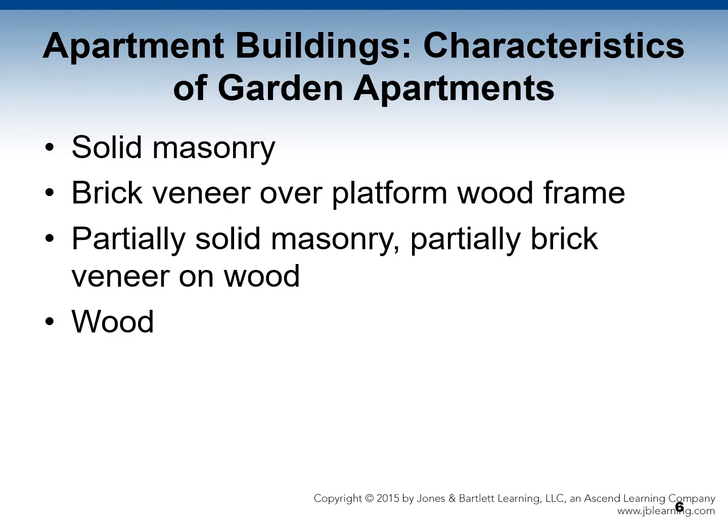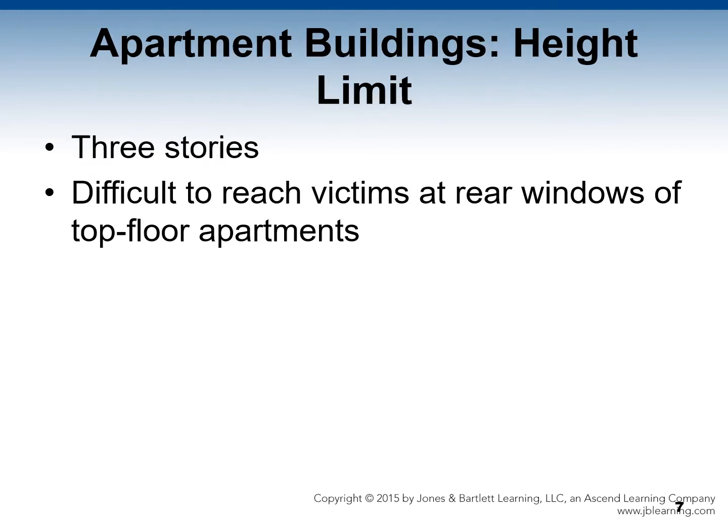Some characteristics of garden apartments. They can be made of various materials, including solid masonry, brick veneer over platform wood frame. Sometimes they have partially solid masonry, particularly brick veneer on wood, and sometimes they're just outright wood. There's a height limit to garden apartment buildings. Usually there are 3, sometimes maybe 4 stories. And it can be difficult to reach victims at rear windows of top floor apartments. And they're usually, of course, individual living units.